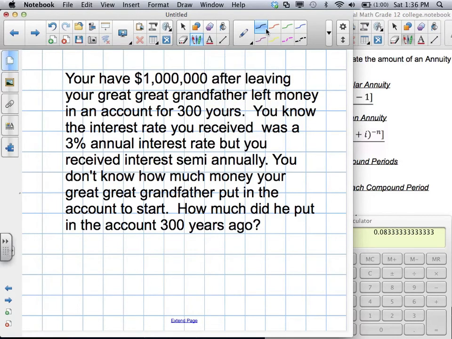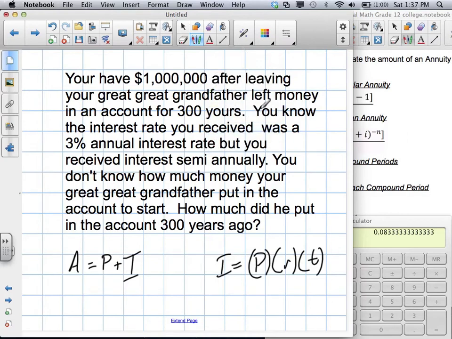So we have our formula. We know our amount is equal to the principal plus the amount of interest you earned. And the interest you earned was equal to the principal times the interest rate times the number of periods. Now this is important. Because it's simple interest, the line saying the interest rate was a 3% annual interest rate, but you received interest semi-annually, is actually not too relevant. It's much more relevant with compound interest. It's not going to make a difference how we set this up. I just want to show you that there are two ways to set it up.